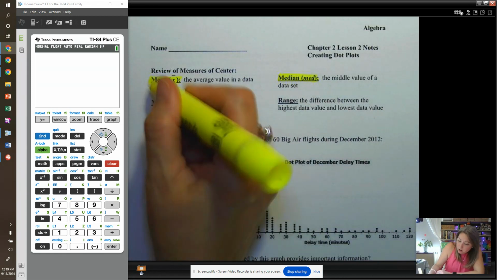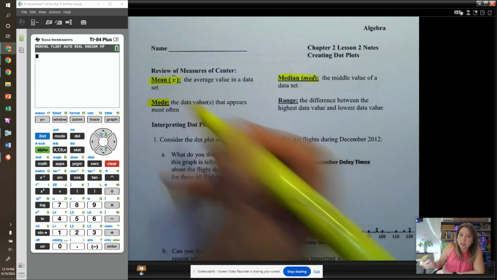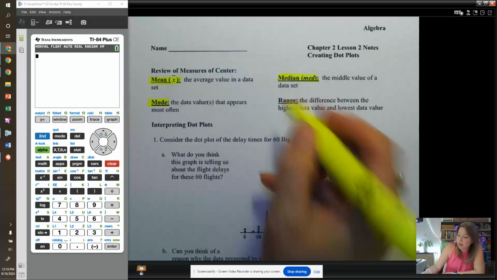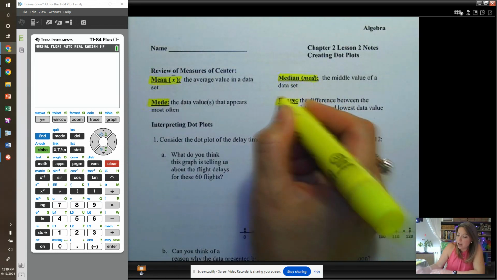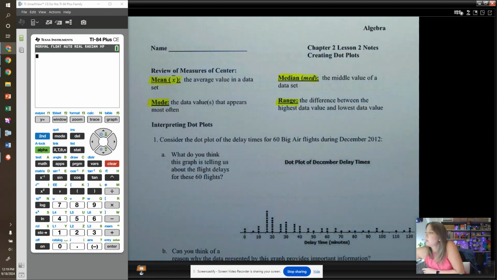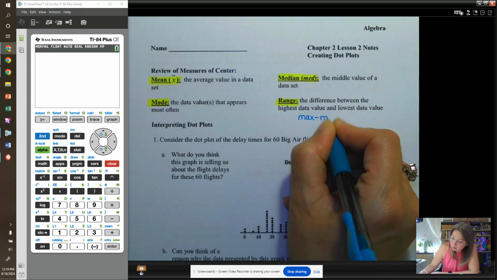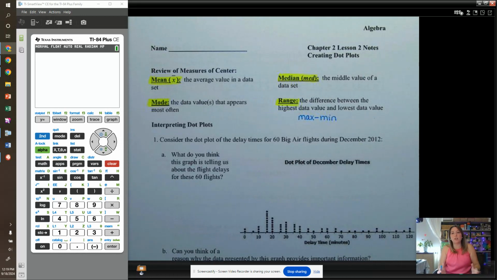The mode, the graphing calculator doesn't give us the mode, but it is the data value used most. It could be more than one data value that falls under a mode. It could be no data values are used more than once. And the range is the highest minus the lowest. Okay, the highest minus the lowest. That would be max minus min, giving us our range. All the values that we are including in our data set.